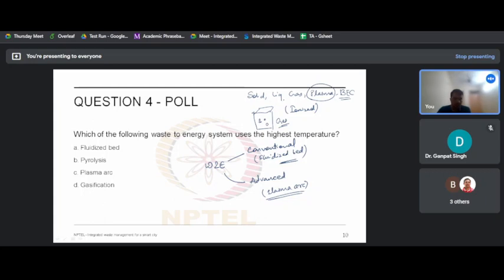So that is plasma. Here, in plasma arc, we basically heat up the waste material at a very high temperature. That releases the electrons and helps to volatilize the gases and vapors that are released. So the highest temperature is needed, because we need to eject the electrons from the solid material. So option C is the correct answer. I think someone said pyrolysis. So yeah, that is not correct.